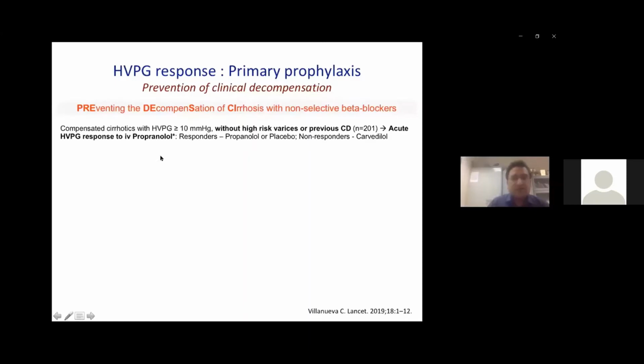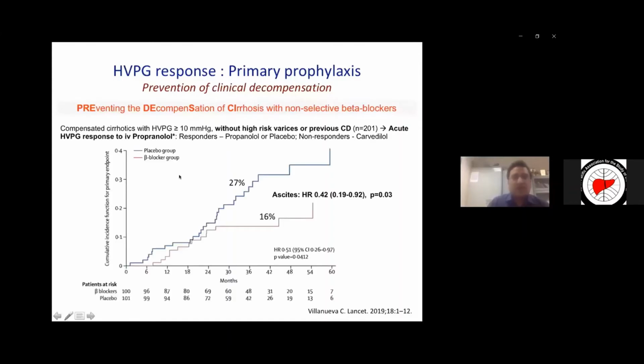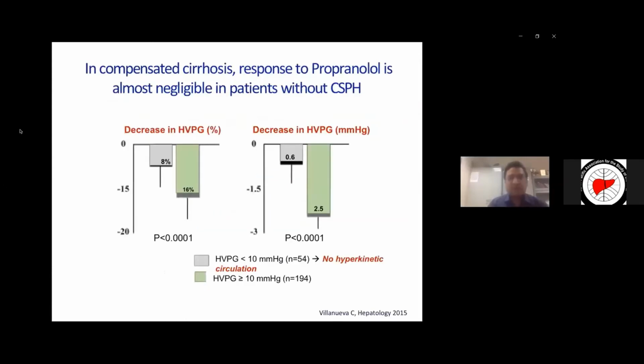They gave beta blockers in patients who have compensated cirrhosis and HVPG of more than 10 millimeter of mercury, and they have shown that beta blocker, carvedilol or propranolol, use is associated with the prevention of decompensation in cirrhosis. Ascites reduction was there, almost 50% reduction in the incidence of ascites was noted with the use of beta blockers in patients with compensated cirrhosis and HVPG more than 10 millimeter of mercury.